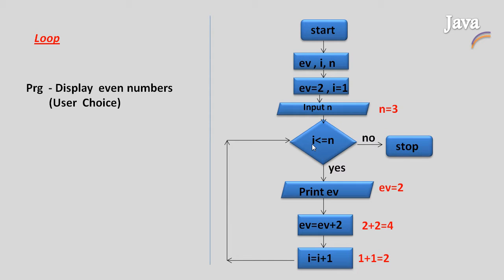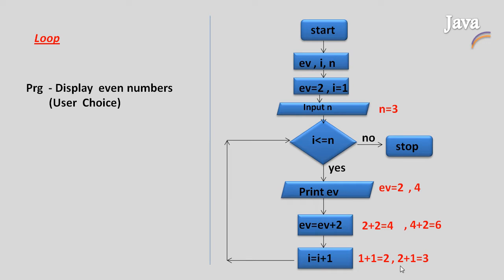The value of I is 2. 2 less than 3, the condition is true. It will come to the yes part. What the next value is going to print? That is 4, because inside EV it was 4. Okay, then what? 4 plus 2, 6. Now the new value inside EV is 6, and the counter variable increments by 1. The value of I is 2. 1 is added to it. Now it is what? 3.